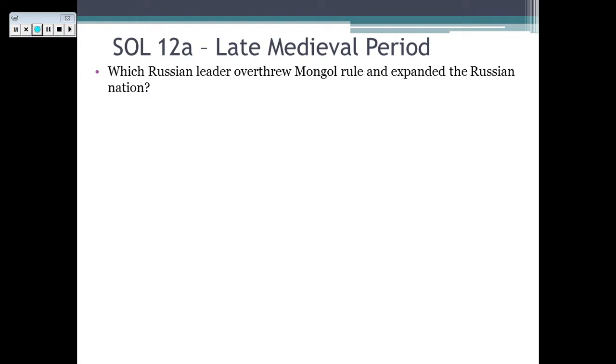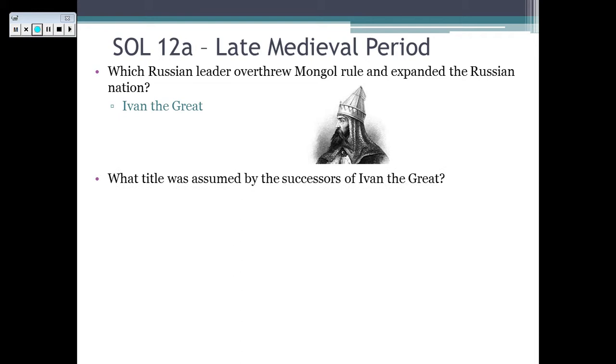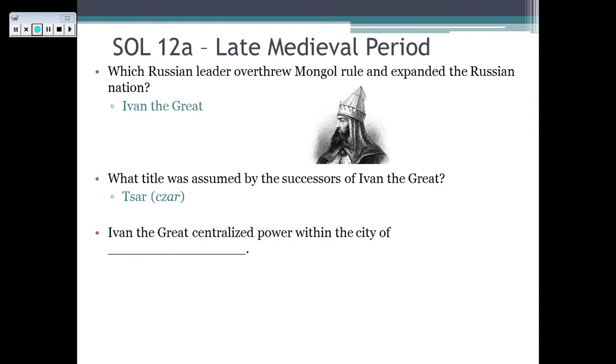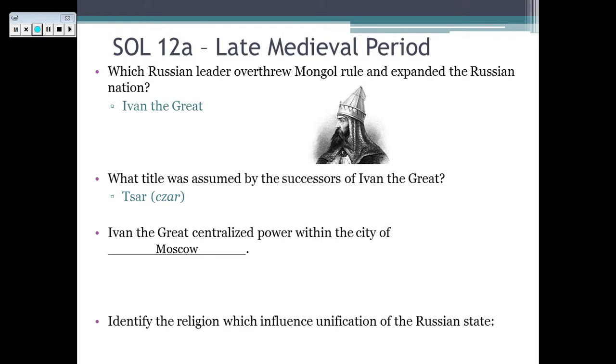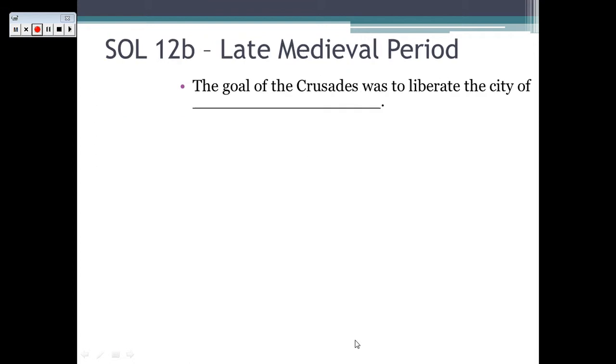Which Russian leader overthrew Mongol rule and expanded the Russian nation? That would be Ivan the Great. And the title that was assumed by his successors was Tsar. You'll see it spelled either way. Ivan the Great centralized power within the city of Moscow. And the religion with influence into the unification of the Russian state, as we remember from previous units, is the Eastern Orthodox religion, which has its Greek influences.